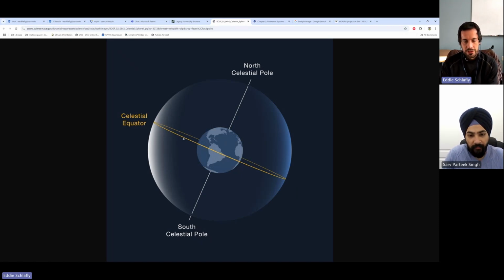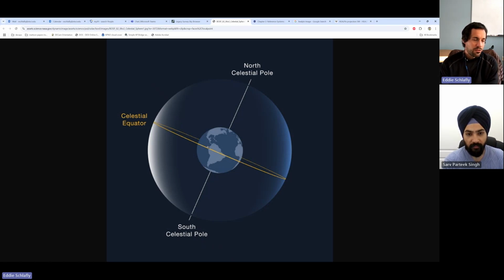So on the Earth, latitude 0 means that you're on the equator, and then as you go to positive or negative latitudes, you go towards the poles. And then there's a longitude, which by convention places longitude 0 going through Greenwich in the UK, and then increasing 360 degrees around the sphere. So in astronomy, we do something very similar.